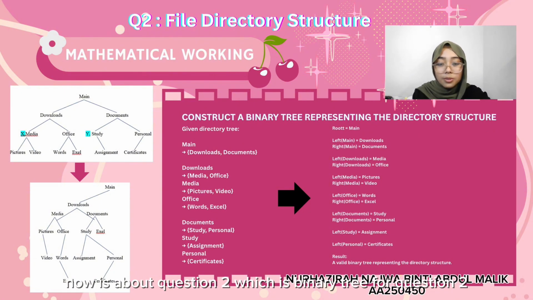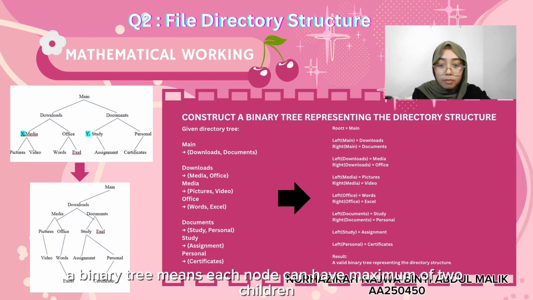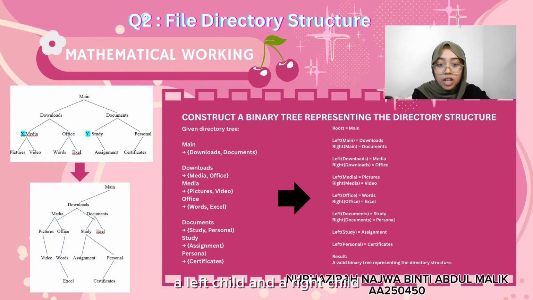Now it is about question 2, which is the binary tree. For question 2, we build a binary tree based on a folder directory structure. A binary tree means each node can have a maximum of 2 children, a left child and a right child. The main folder, Main, becomes the root. Downloads and Document are the children of Main. Inside Downloads, we have Media and Office. They are siblings because they share the same parent.